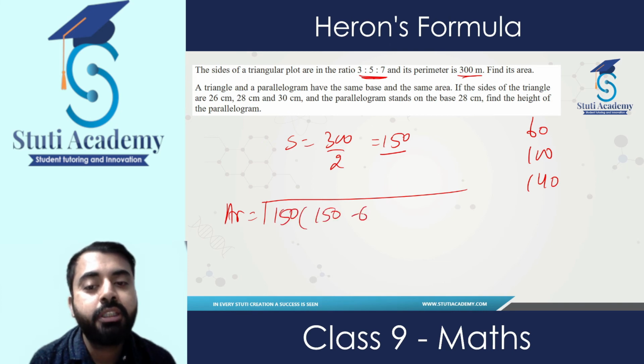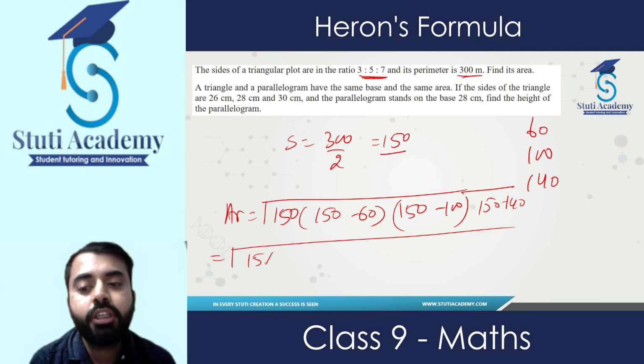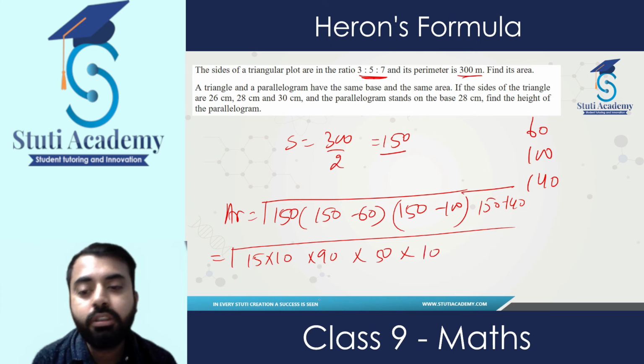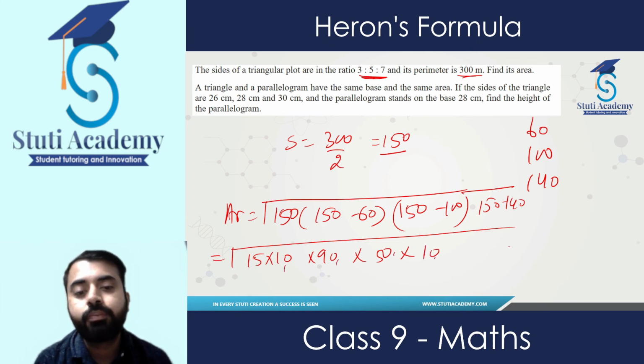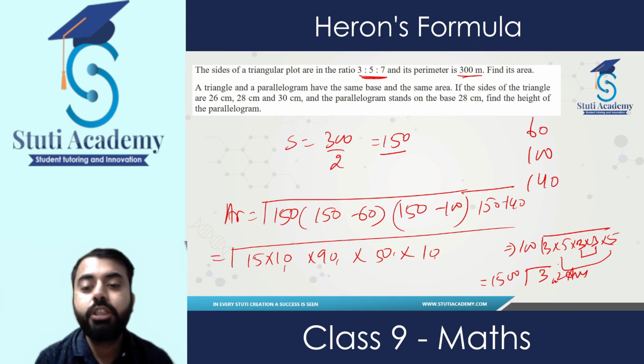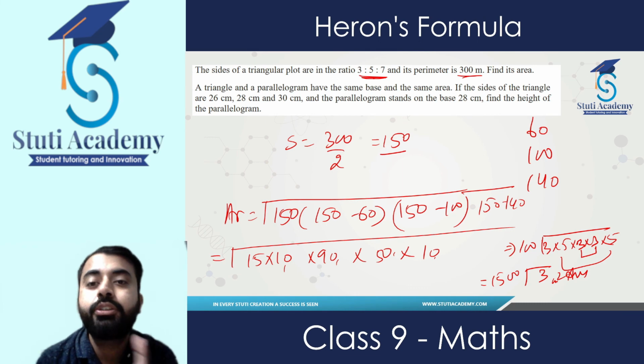Now area: 150 into 150 minus 60, into 150 minus 100, into 150 minus 140. All this: 150, 90, 50, 10. How many zeros are there? 1, 2. You got a 100 out. Right? Now 15, 3 into 5, 9, 3 into 3, 5, 5. Pair complete, 5 pair complete. So that means you got 1500 out and root 3. Answer. Right? Easy.